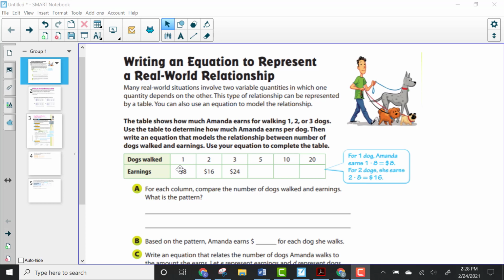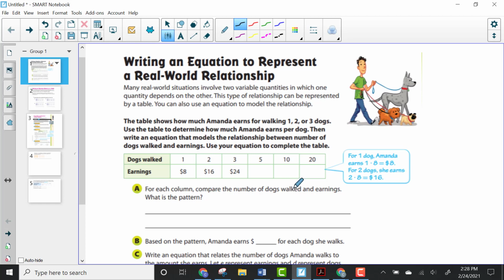You can see the number of dogs walked right here is 1 and the earnings is $8. For 2 dogs, it's $16. For 3 dogs, $24. Now, as we continue this relationship, it's important first of all to see how many dogs are walked, because we don't want to just keep adding 8 each time. We go from 1, 2, 3, and also we see 5, 10, and then 20. I don't know about you, but 20 dogs may be a little interesting to walk, but oh well. So we need to think through this table so we can fill in the correct answers.